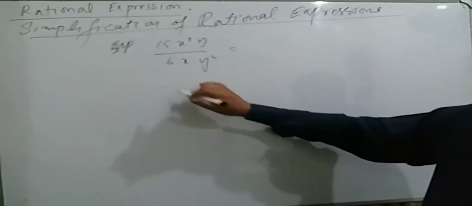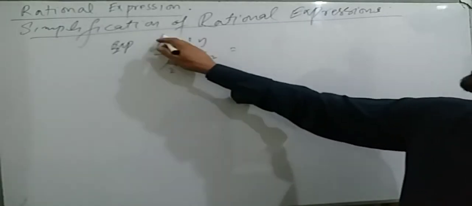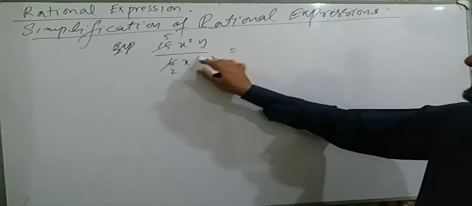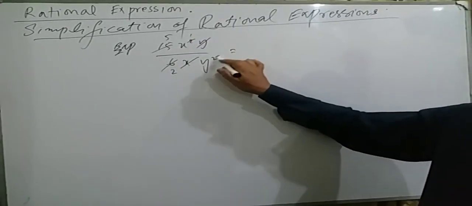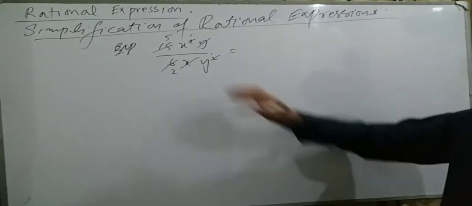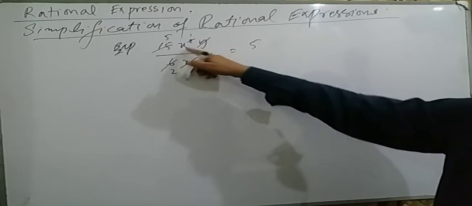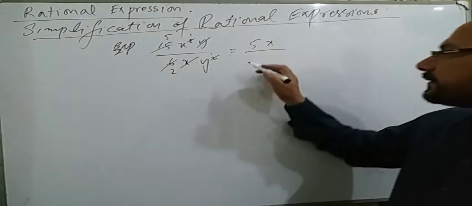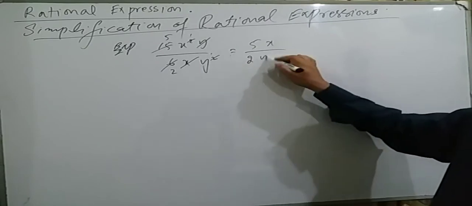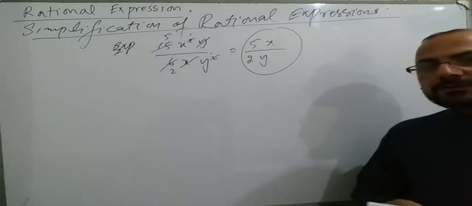Now look at here, we have a chance. 3 2s are 6 and 3 5s are 15, and x cancels with x square, so x power 1 will remain. Y cancels with y square, so y power 1 will remain. What will remain in the numerator? We have 5 and x. What is remaining in the denominator? We have 2 and only y. So this is the simplified form. This is the way you can do simplification.